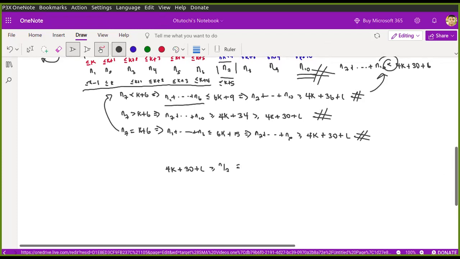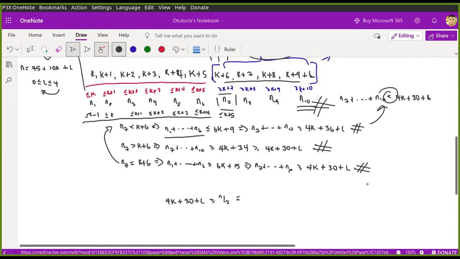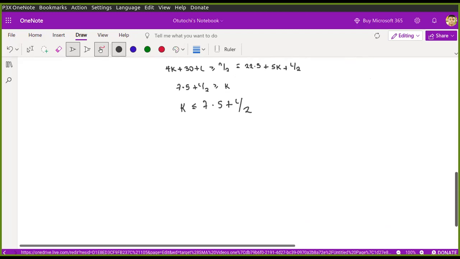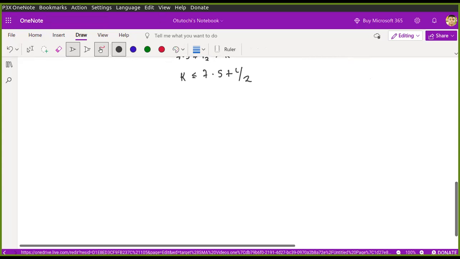And that's just equal to, since n is equal to 45 plus 10k plus L, n over 2 is going to be equal to 22.5 plus 5k plus L over 2, right? So if you leave k at one side, you're going to get that 30 minus 2.5 is 7.5. L minus L over 2 is plus L over 2 is greater than or equal to k, or in other words, k is less than or equal to 7.5 plus L over 2. So we can actually work with this and get a value for n.